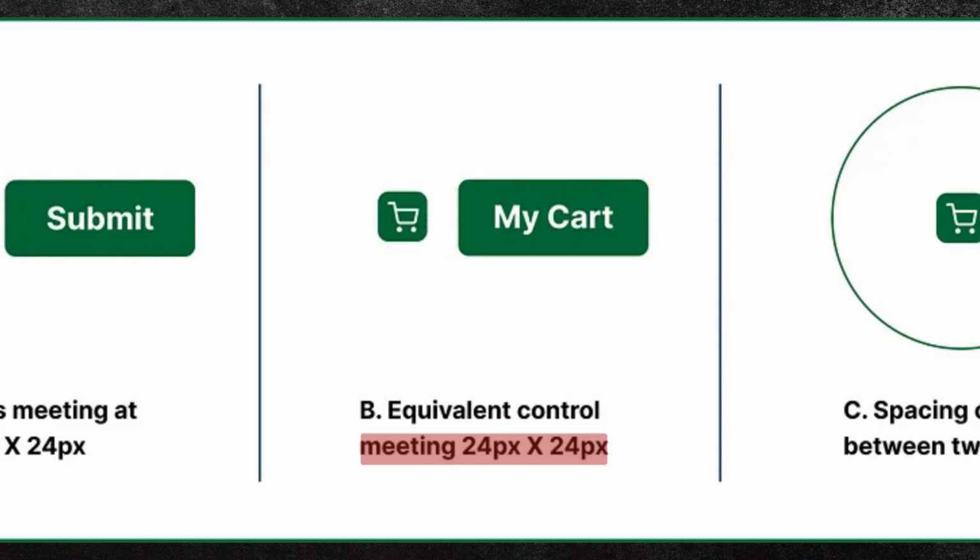Third, we have equivalent. It states that if there is another control that meets the 24 by 24 pixel requirement and performs the same functionality on the same page, then an exception can be made to this criteria. But I would argue not to follow this approach, because why would you want your user to search for the same functionality on the same page? They should be able to click at the right place.